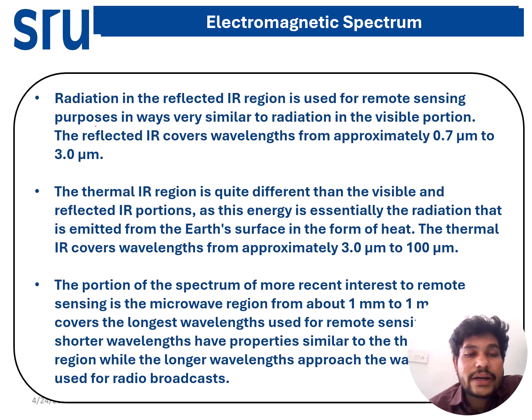This is the reflected infrared, and the thermal infrared region is quite different from the visible and reflected, as this energy is essentially the radiation that is emitted from the Earth's surface or the different bodies present on the Earth's surface. This emitted or thermal infrared is released from an object only when the object gets heated, and it is released in the form of heat. The wavelength of this radiation is 3 to 100 micrometers.